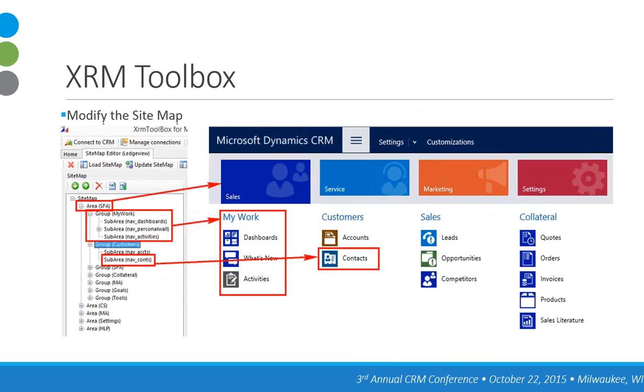navigation or version of your navigation, kind of like a folder structure in a way. And you can see that the area relates to the module tile, so in this case sales, and then you have the separate groups underneath that. In this case you have the My Work group, and then underneath that you have the actual individual entities that you're trying to get at. So in this case we have the nav_conts, which relates to the contacts tile on the right.